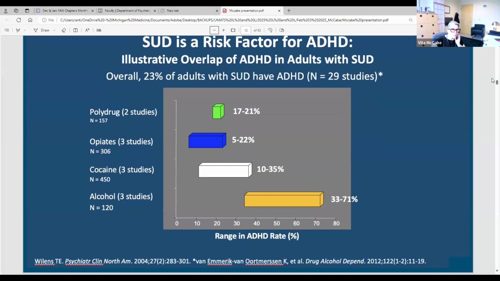So about 23% of adults with substance use disorder have ADHD. So about 1 in 5 who walk in clinically to see us will have ADHD. However, 55 to 57% of people with ADHD will have a substance use disorder, right? So from really those severe childhood ADHDs, about half of those will develop a substance use disorder. Next slide.